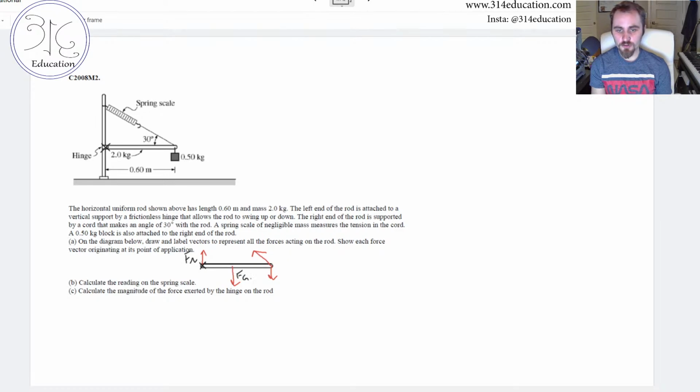We'll call this FGR. We'll call this FGM, force of gravity due to the mass. That makes sense, I guess. And then this will be FT. And so now B wants us to find out what is going to be the reading on the spring scale. And so we expect this is an equilibrium, so we expect our torques to be balanced. So that tells us our counterclockwise torques, which is going to be Ft times the length of our rod, which is 0.6 meters, times the sine of 30 degrees.